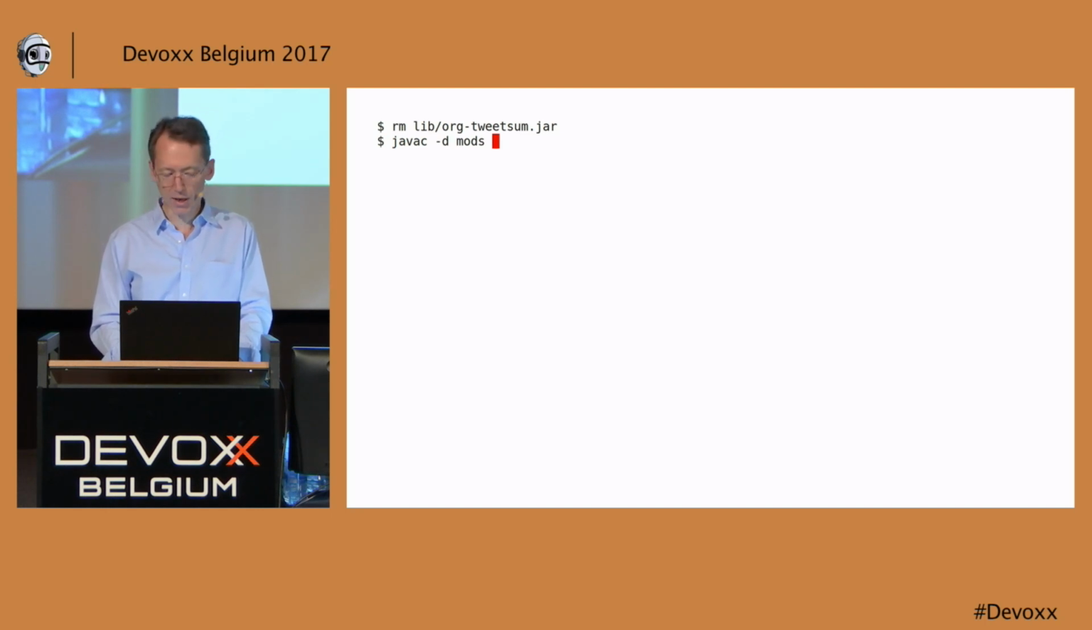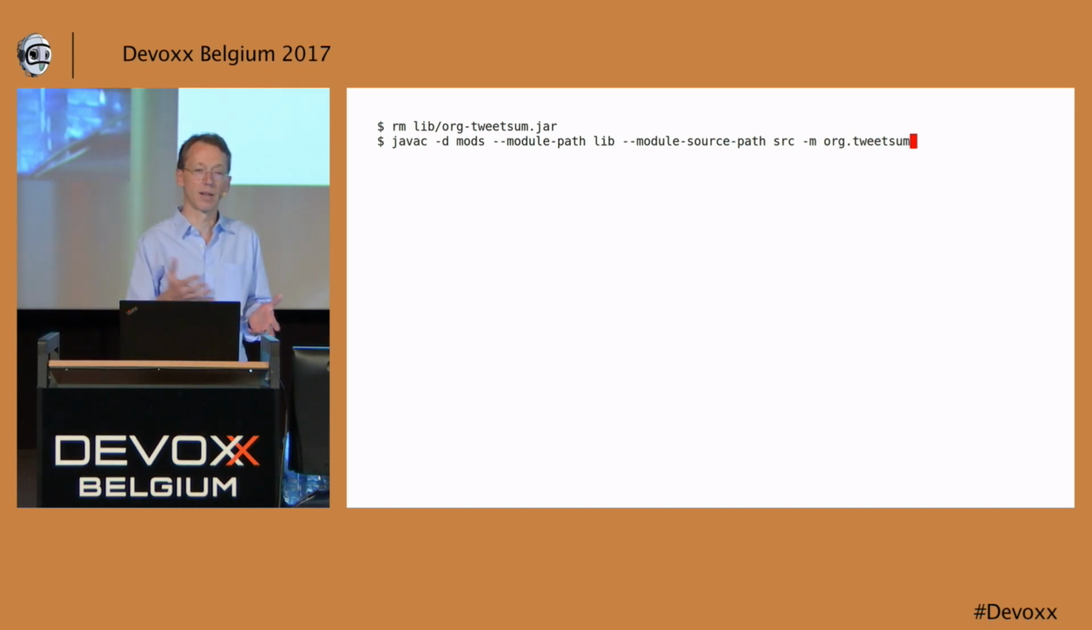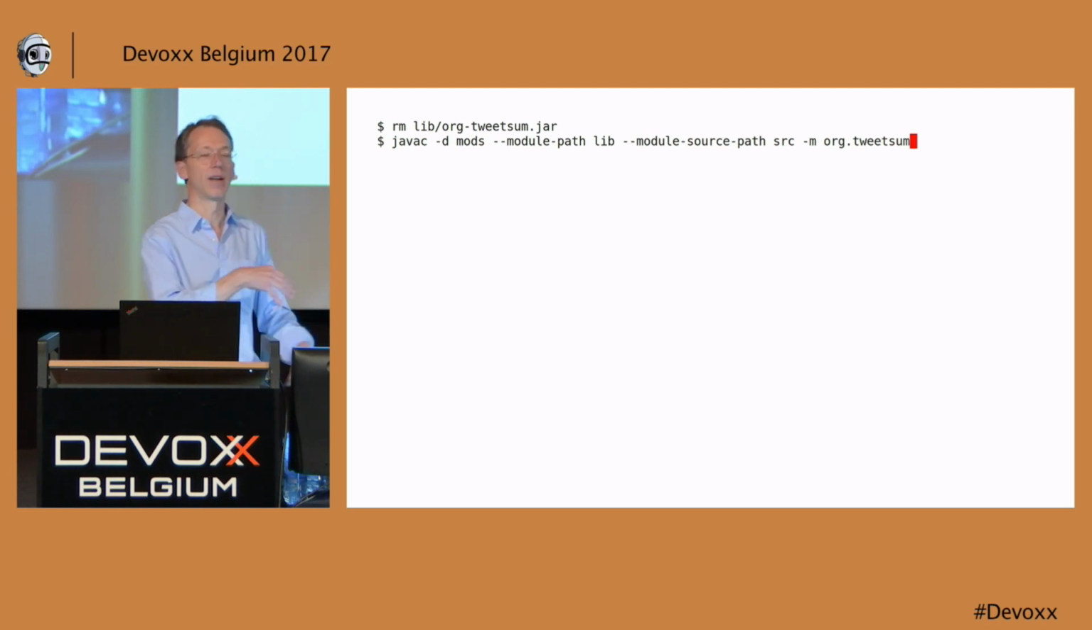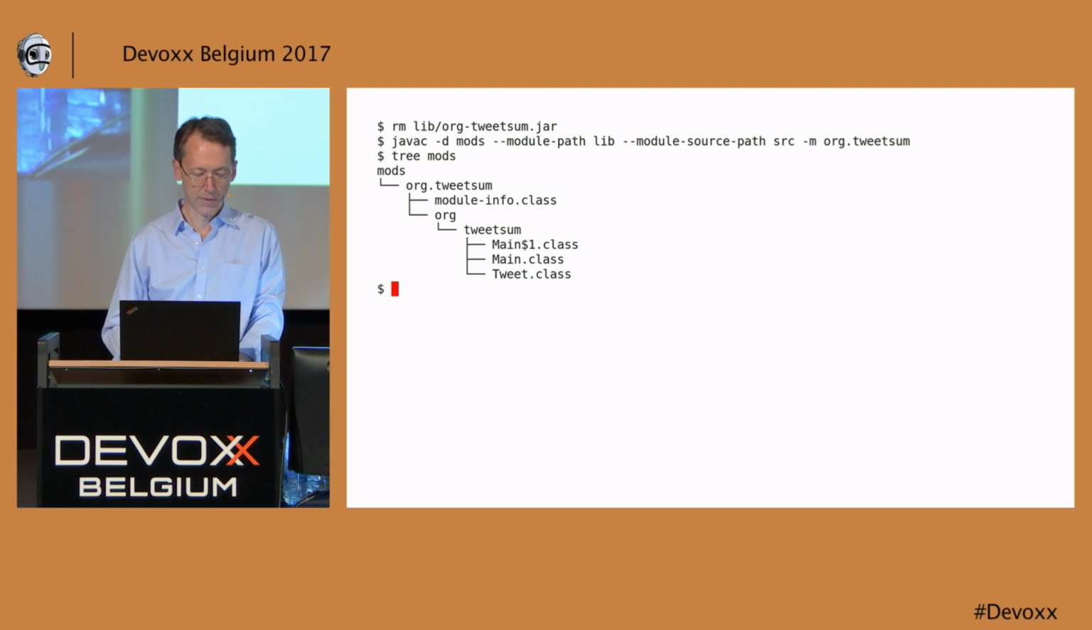So javac -d mods, we need to tell it where those modules are. They're here, module source path, src, and we just tell it what module we want it to compile, and it will go into the source directory, find the directory named org.tweetsome, and compile everything under that. We don't have to do the tedious old thing of, oh yeah, go find every .java file, because that's just tedious. All right, and there's my modular output directory. I've got module-info.class, the compiled form of the module declaration.